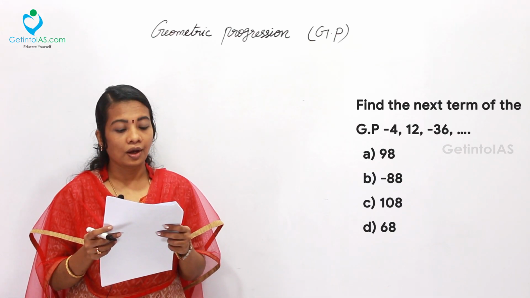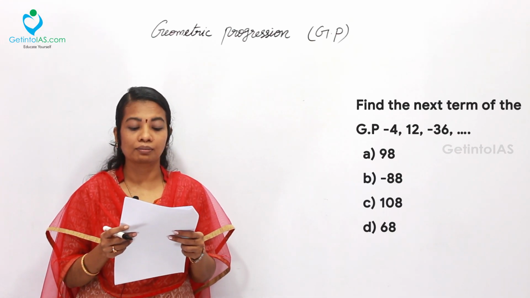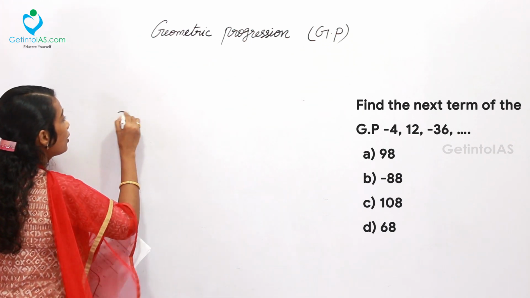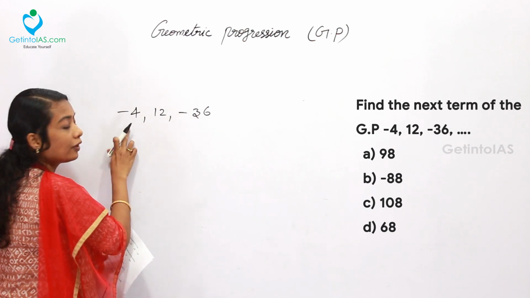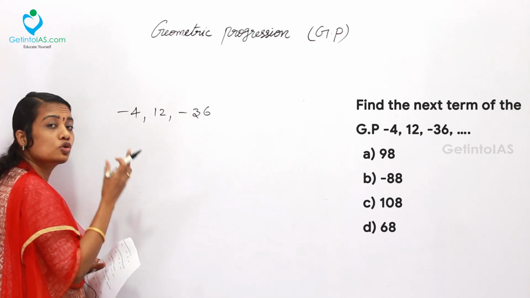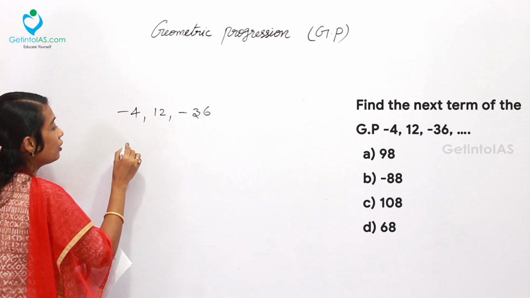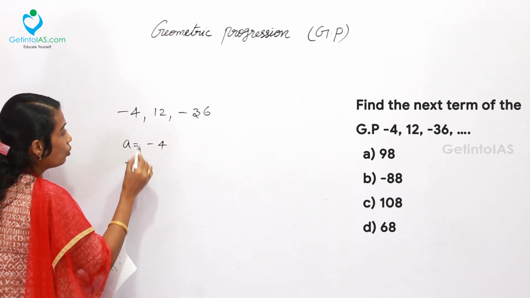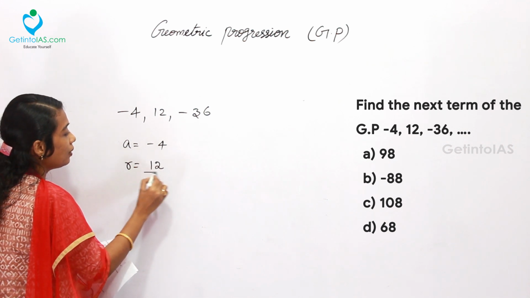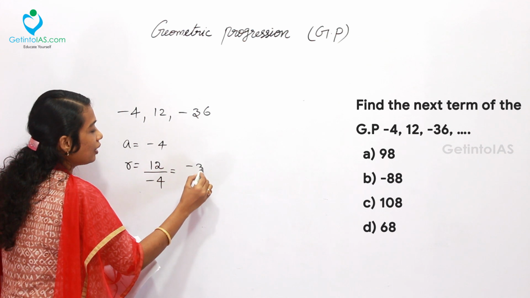The next question: find the next term of the GP minus 4, 12 and minus 36. Here the work is very easy. Minus 4, 12, minus 36. One value is negative, another is positive, which means definitely the common ratio will be a negative one. So here a is minus 4 and r is what? Simply the second term divided by the first term, which is going to be minus 3.